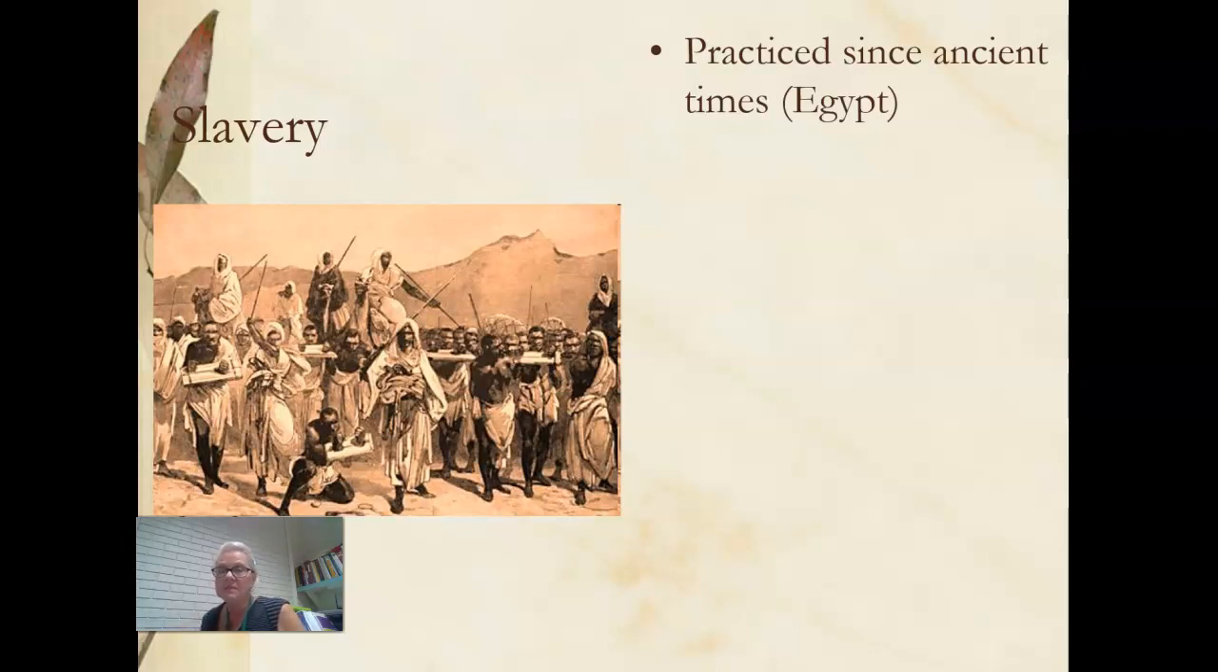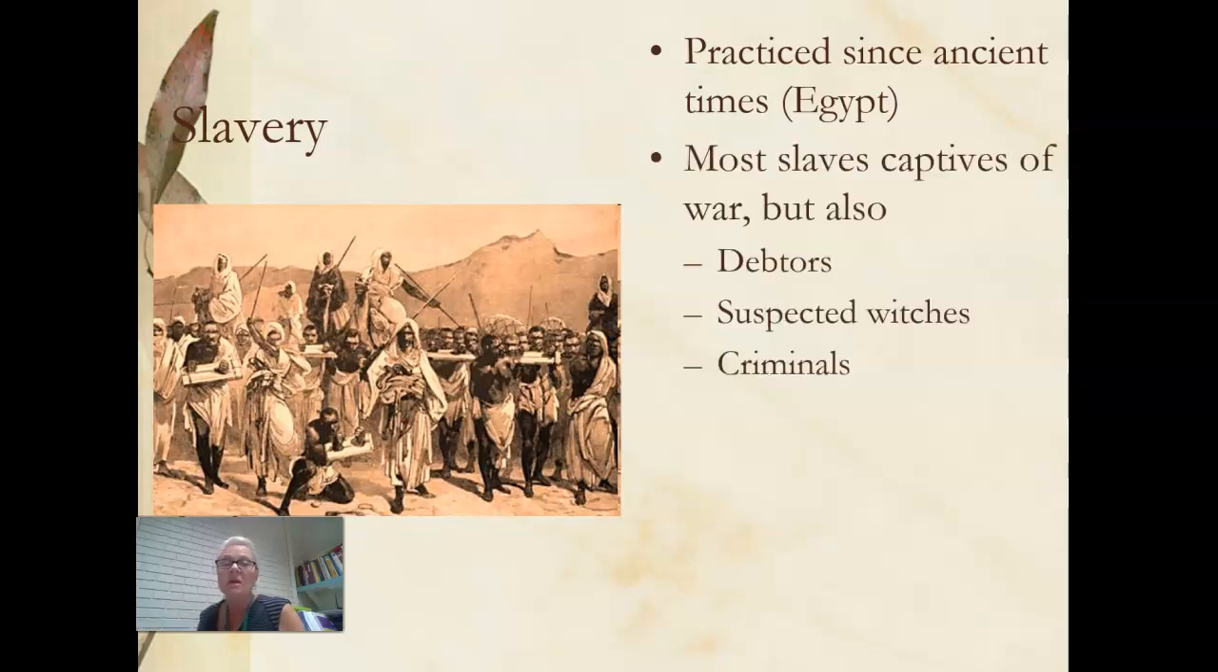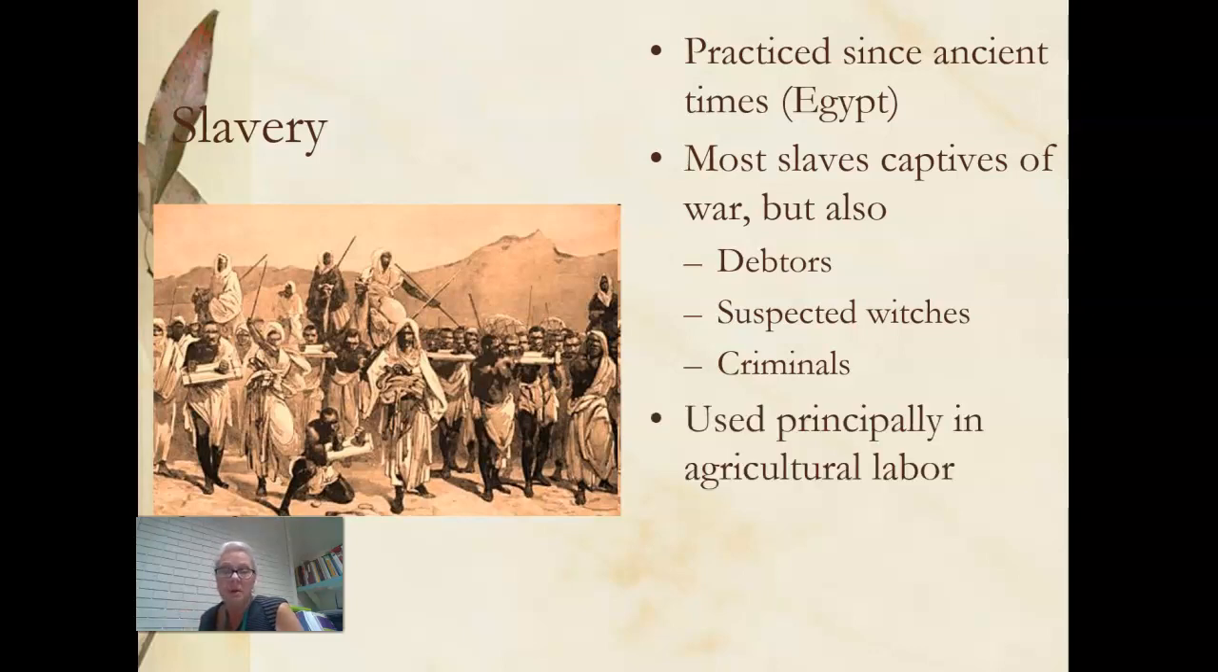Now, keep in mind, slavery we know has been practiced in Africa since ancient times, including in Egypt. Most slaves are captives of war. So let's say one tribe goes against another tribe, they win the war, so to speak, and they take people as captives. This could be men or women. But someone could also fall into slavery because they were debtors, because they were suspected witches. This might mean that they just had a psychological disorder that came out looking like they were possessed by a demon or something along that line. People would also become a slave if they were considered to be criminals.